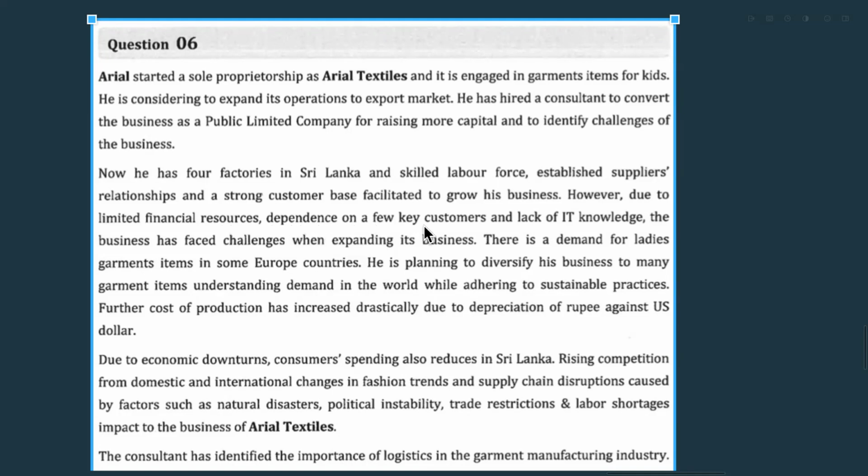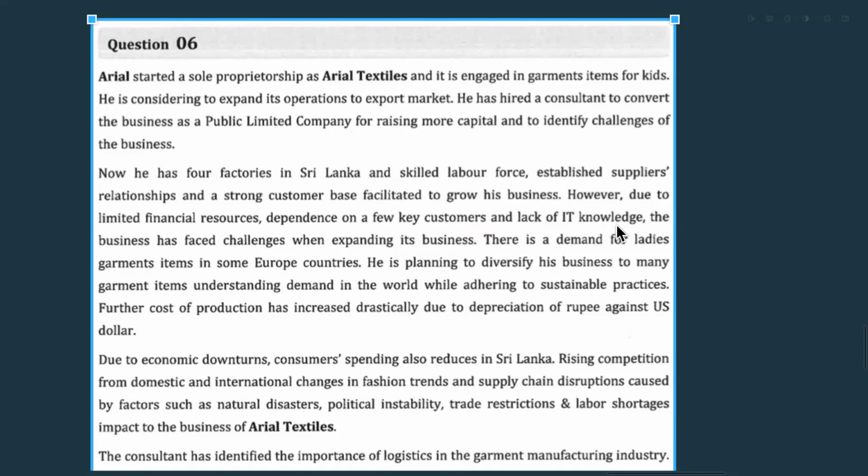And dependence on a few key customers. It means the majority of the customers are purchasing. From the total sales value, 60 to 70% is with just three customers. If we lose those customers, our 60-70% of sales are gone. We don't have sales. So this is actually a threat because customers are in the external task environment.